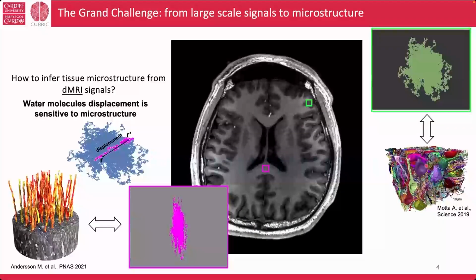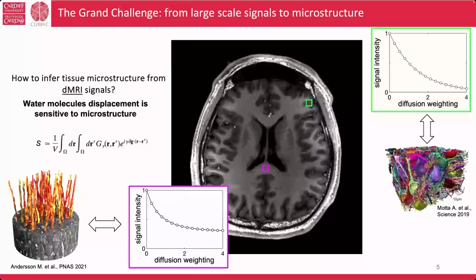In what I have said, the central piece is that we need access to the probability density function of a water molecule performing a displacement from position R to position R prime in a given time tau, which is also called the diffusion propagator, and which I call G in this equation. There is a nice relationship between this probability density function and the signal that we measure with diffusion MRI. The signal is the Fourier transform of this probability density function.